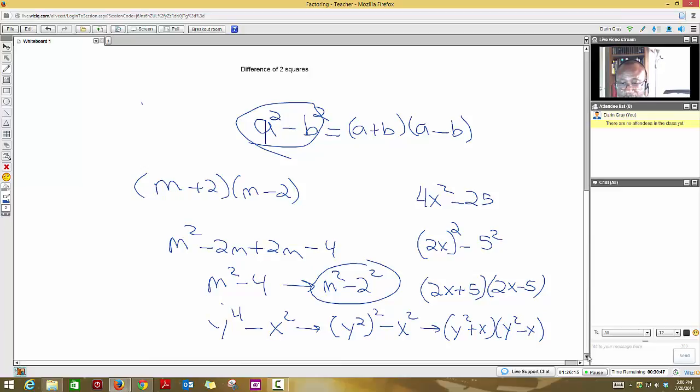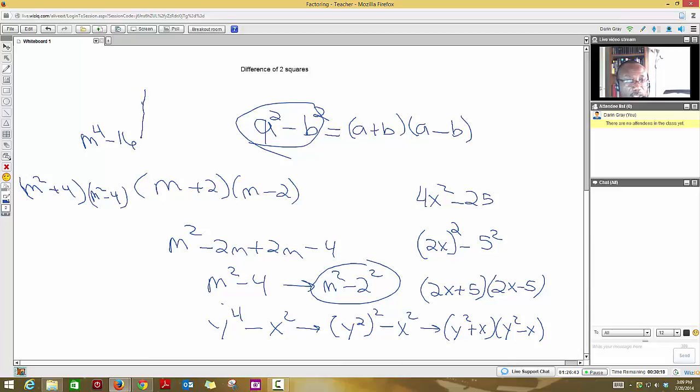And let's do one that's a little bit more interesting. What happens if I have, let's come over here. Let's say I had m to the 4 minus 16. That's going to give us m squared plus 4, m squared minus 4.